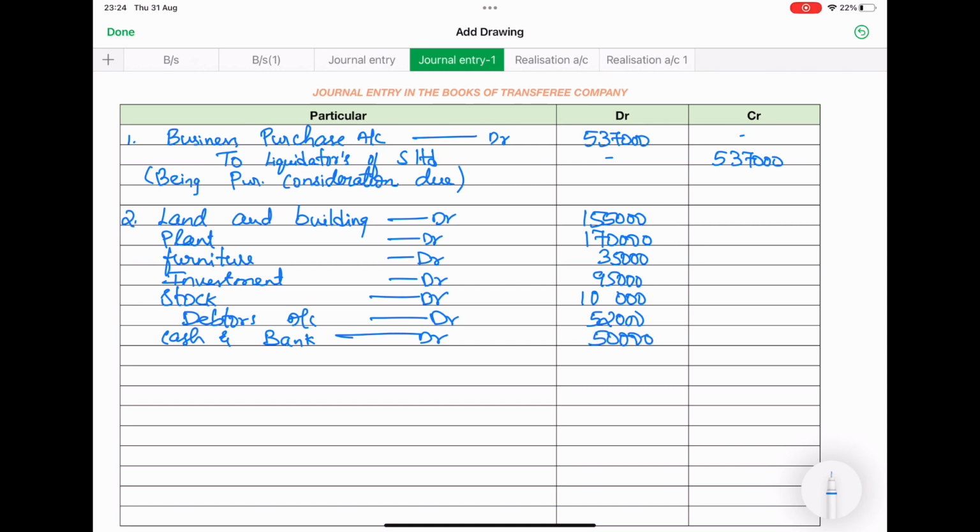So leave a line. Why I'm telling you to leave a line is that we have to identify lastly whether assets are more or liabilities are more. So we should calculate both the debit side and credit side. Then we are going to finalize the value. Got it?